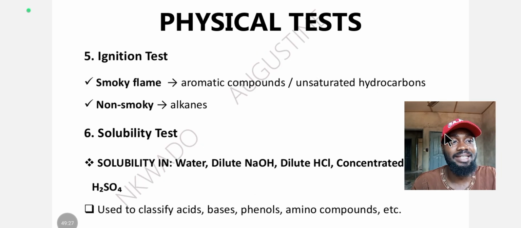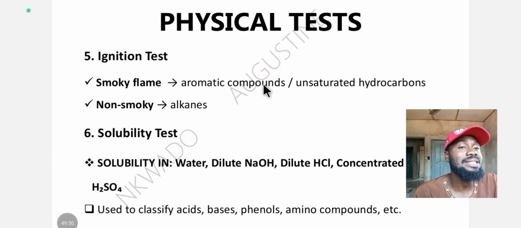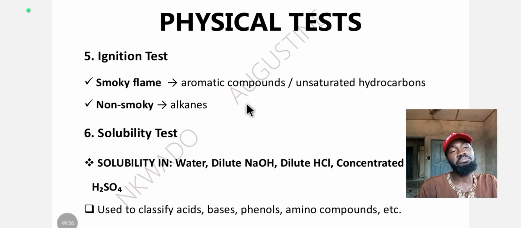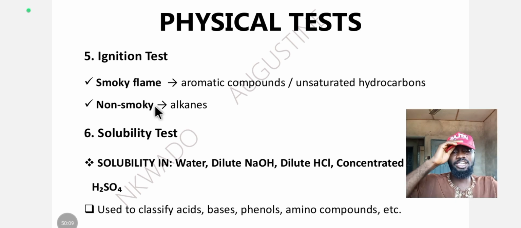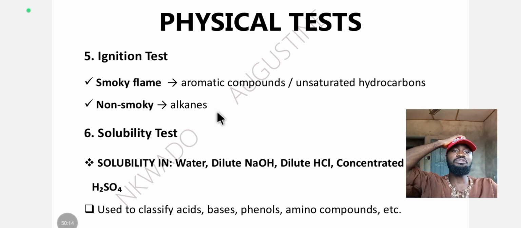Let's look at the physical tests. The first we have here is number 5, the ignition test. In the ignition test, what do you observe? You observe a smoky flame. When you get a smoky flame from the ignition test, that shows you have an aromatic compound or an unsaturated hydrocarbon. An aromatic compound such as benzene or toluene, or an unsaturated hydrocarbon such as ethene. And when the ignition test is non-smoky, that indicates the presence of an alkane.